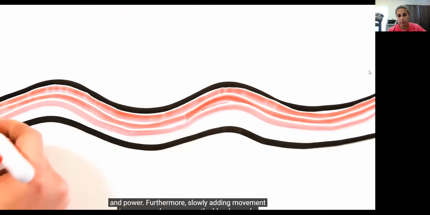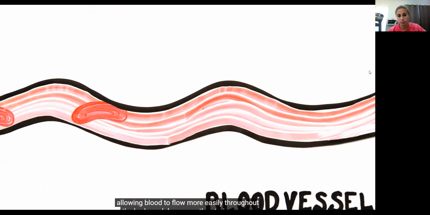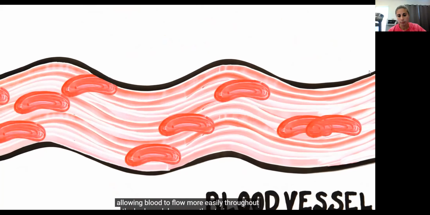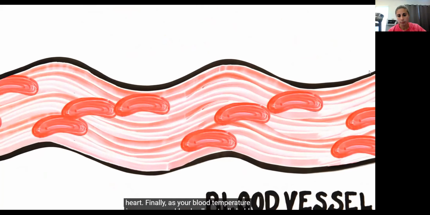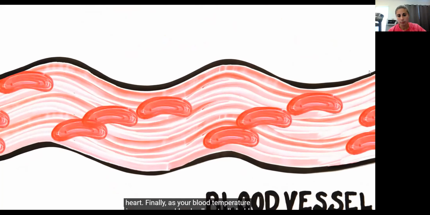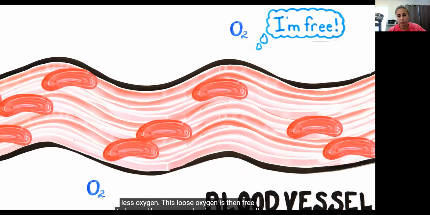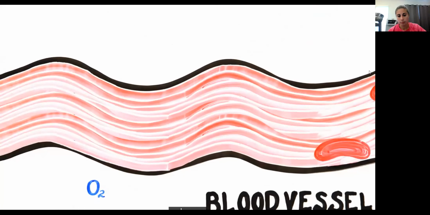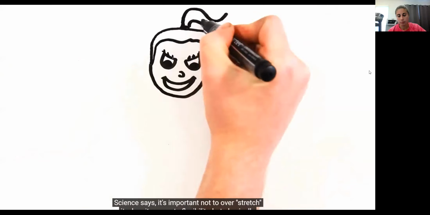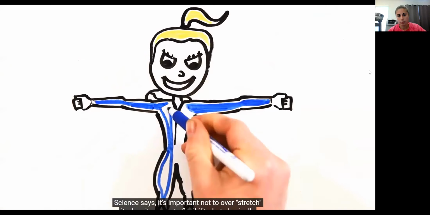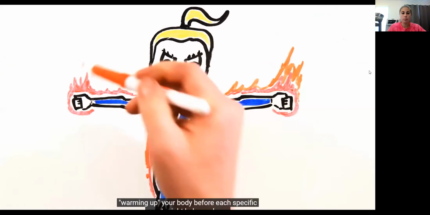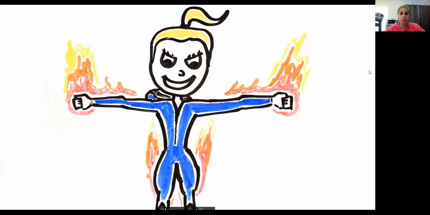Furthermore, slowly adding movement to your muscles opens up the blood vessels, allowing blood to flow more easily throughout the body and decreases the strain on your heart. Finally, as your blood temperature increases, your blood cells actually hold less oxygen. This loose oxygen is then free to be used by your muscles, increasing overall endurance. Science says it's important not to overstretch when it comes to flexibility, but physically warming up your body before each specific sport might help you burn the competition.